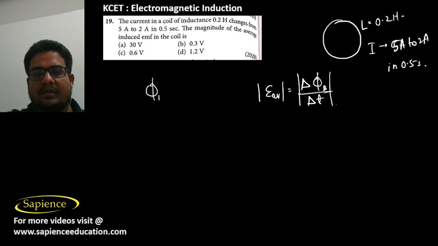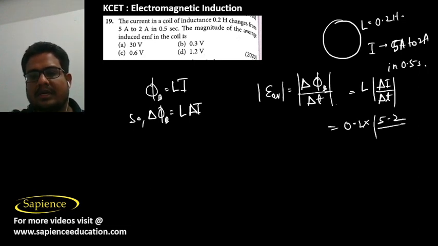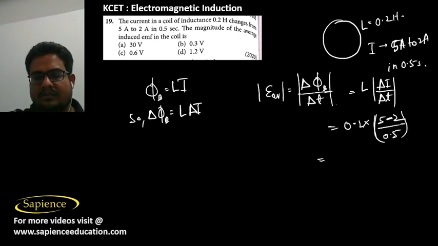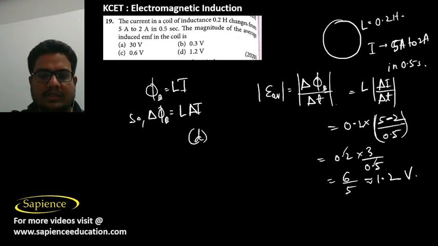We know that phi B is equal to LI. Therefore delta phi B will be equal to L into delta I. So that is equal to L into mod delta I by delta t. So L is 0.2 henry and mod of delta I is 5 minus 2, divided by the time interval 0.5. So it is 0.2 into 3 by 0.5, which is 6 by 5, that is 1.2 volts. Option D is the correct answer.